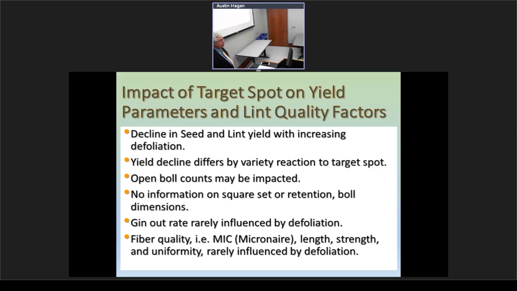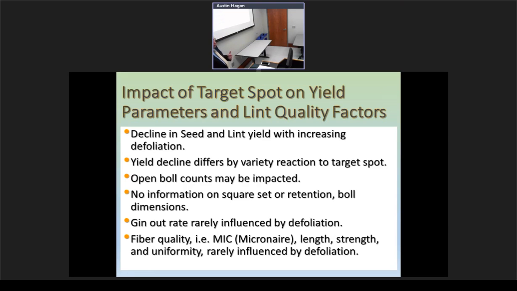Overall, based on the yield loss work we've done, there is a decline in seed and lint yield with increasing defoliation. It is particularly noticeable on some varieties as compared with others, with Phytogen 499 being our susceptible control at this point in time. You may see some impact of defoliation on boll counts. There are differences. We don't know whether the bolls are being shed or whether they're just not being formed. We need to do mapping studies to see where the bolls are developing and where they're falling away.